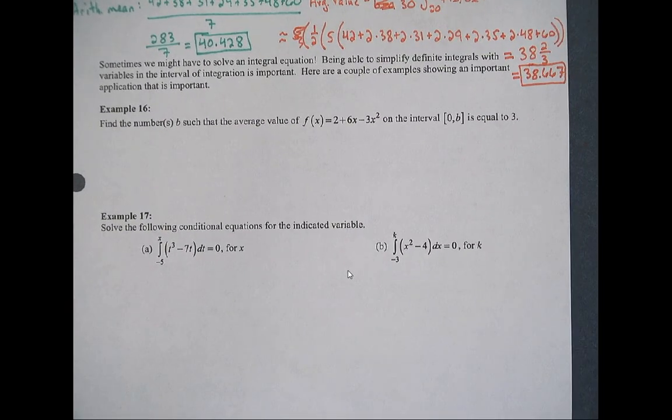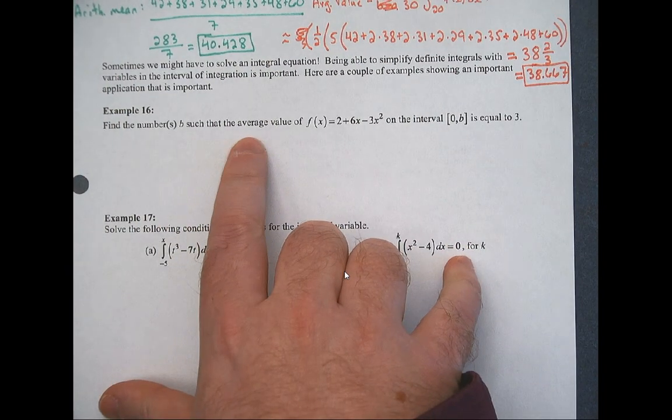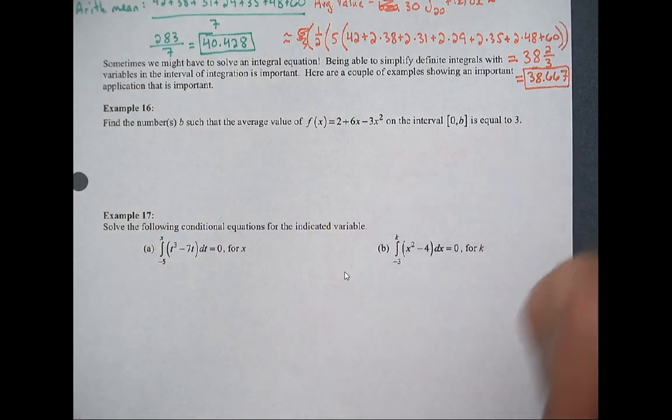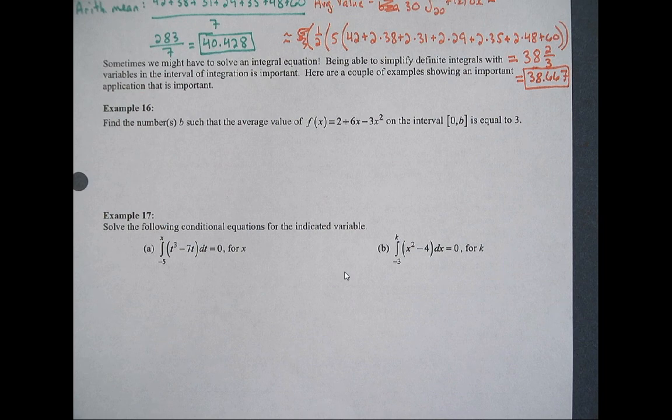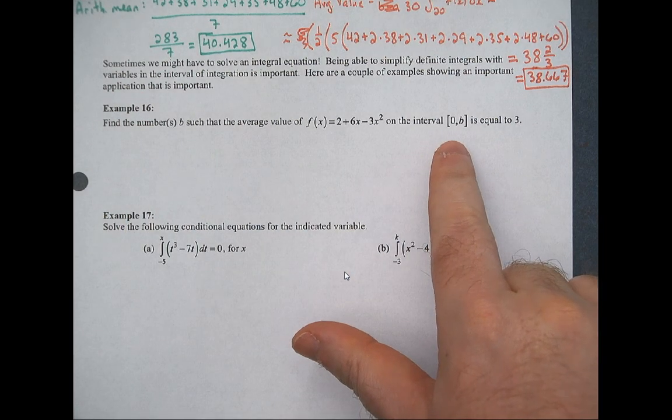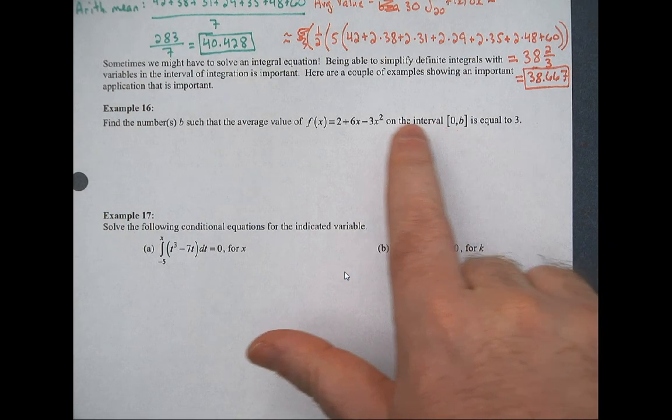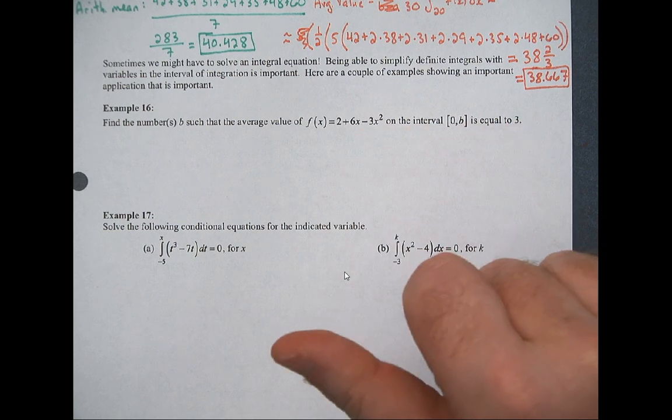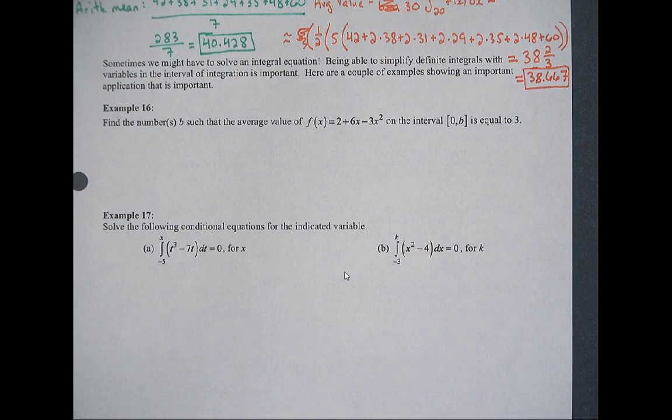So we left off with example 16. Find the numbers b such that the average value on the interval is equal to 3. So I'm trying to figure out where should my interval stop so that the average value of my function is equal to a height of 3. So let's take a look.